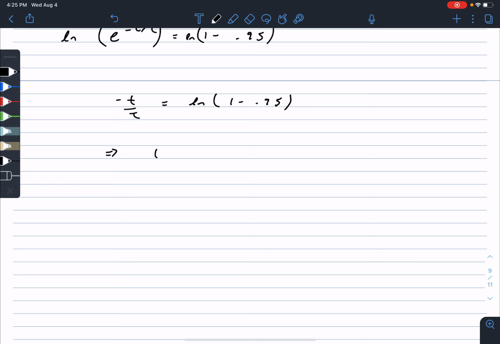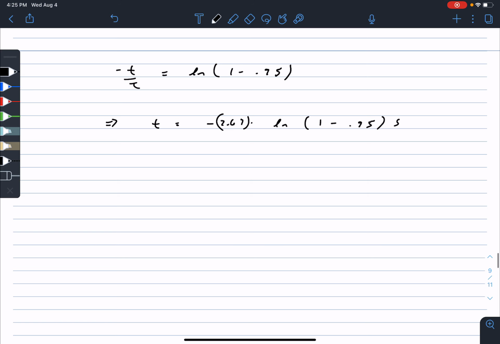Here we go. t is equal to negative tau times ln of 1 minus 0.95. So we can plug this in. Tau is 2.67 seconds, by the way. We plug this into a calculator, and we end up with 7.998 seconds, about 8 seconds. That's the time we're looking for.